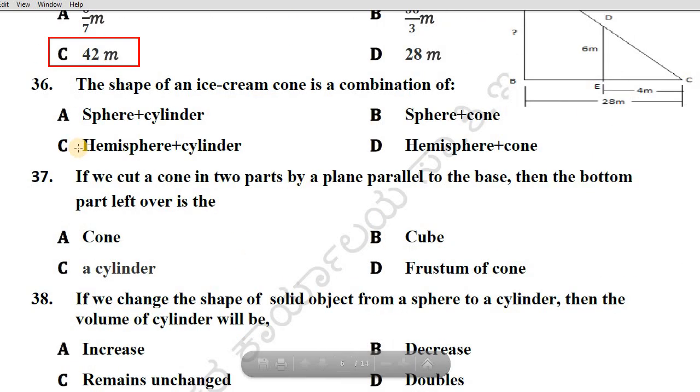Question number 36. The shape of an ice cream cone is a combination of what? Everybody used to eat ice cream, so in that case you wanted to remember this. But many children will be in confusion now. It is cone plus sphere, otherwise cone plus hemisphere. So the right option is hemisphere plus cone.